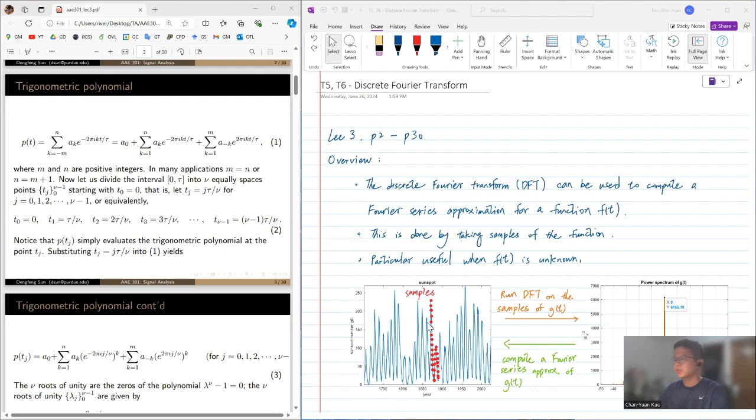Here on the left is a plot showing the number of sunspots each year. And say now we want to obtain a Fourier series approximation for this function. What we can do is take samples of this function, and then run DFT on the samples to obtain the Fourier coefficients of this function. And once we have the Fourier coefficients, we can then use them to compute a Fourier series approximation of this function. So this is the overview of what you will be learning today. And now let's move on to the details.